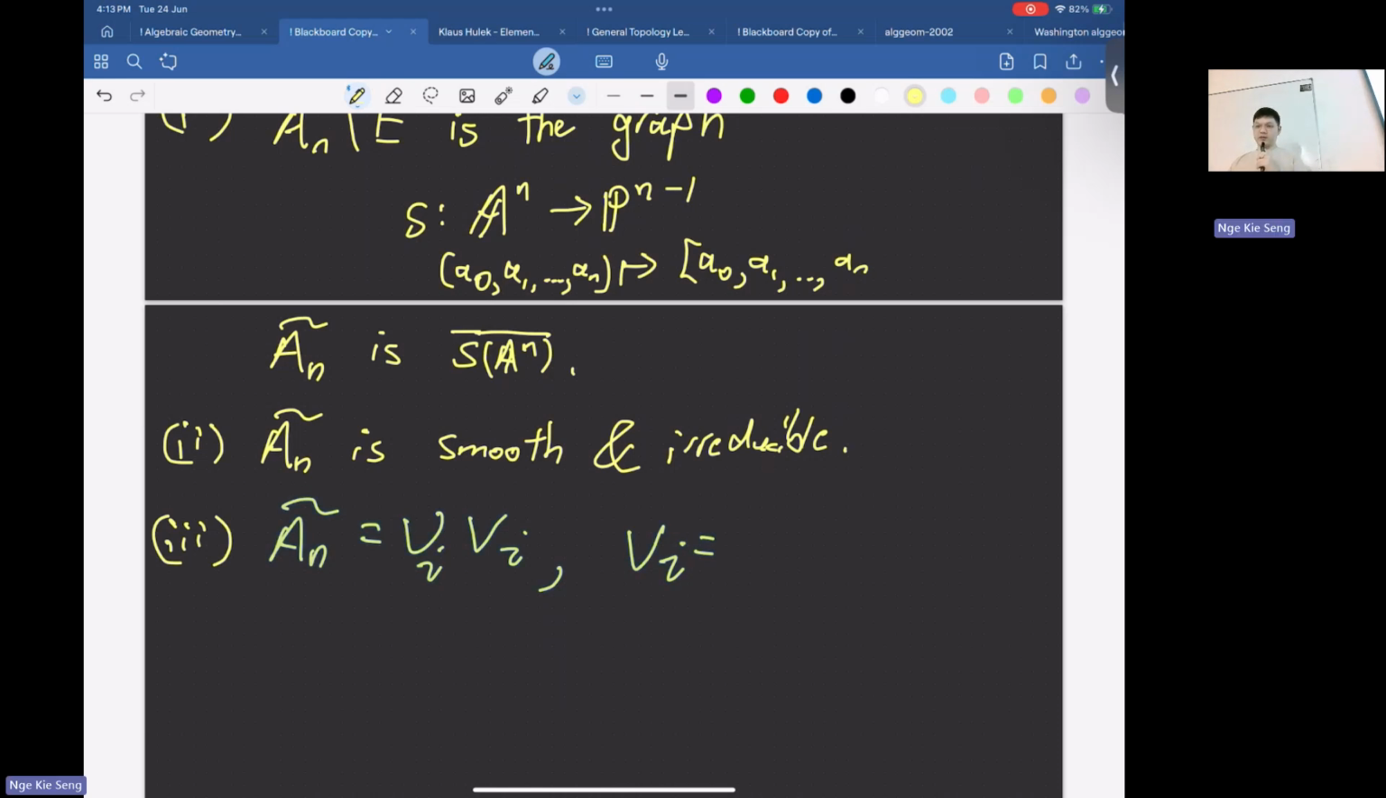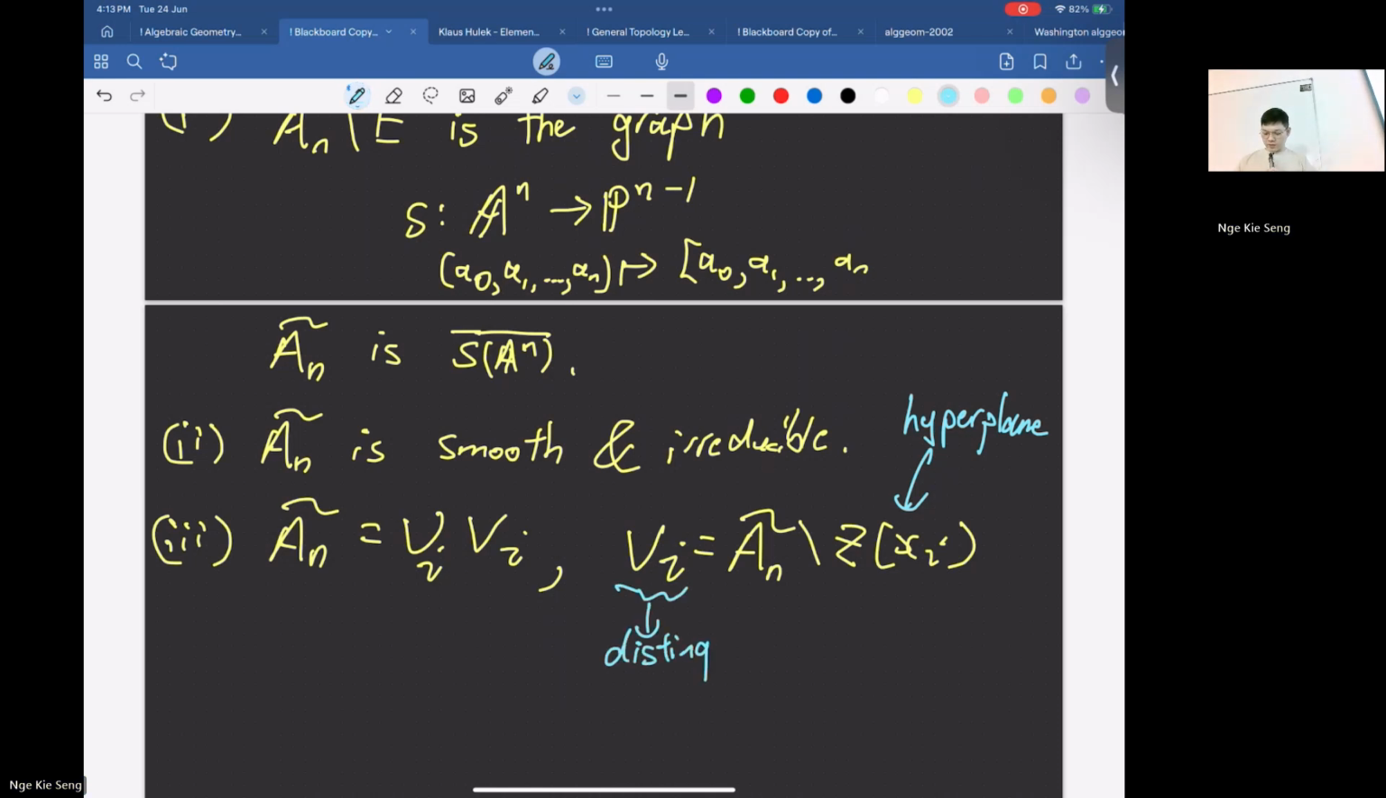How do you set this zero set here? Is it a zero set? No, this is an open set. It's the complement of, let's say, the zero set of S_i. Sometimes we call this a hyperplane. Complement of hyperplane. So this part here is actually what we call the distinguished open set.